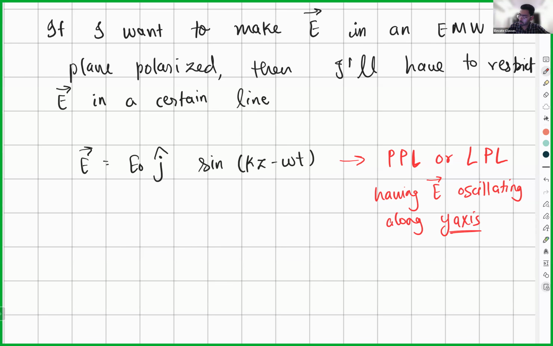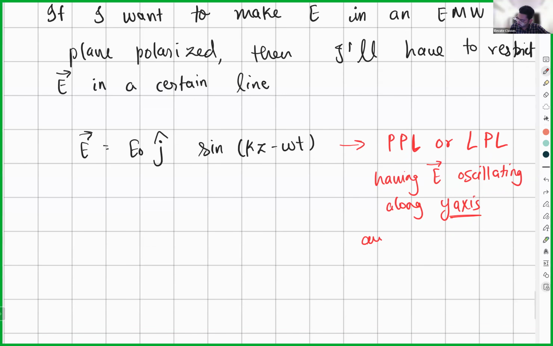I'm not saying plus y direction, looking at the plus j cap. Why am I not saying plus y direction? Because this sign can be negative also. The sign factor can be negative also, it can be positive also, depending on the phase, right? So that is why I'm writing y-axis. So it is a plane polarized light having electric field oscillating along y-axis and propagation along plus z direction. Here I am using the word plus z direction and not the axis.